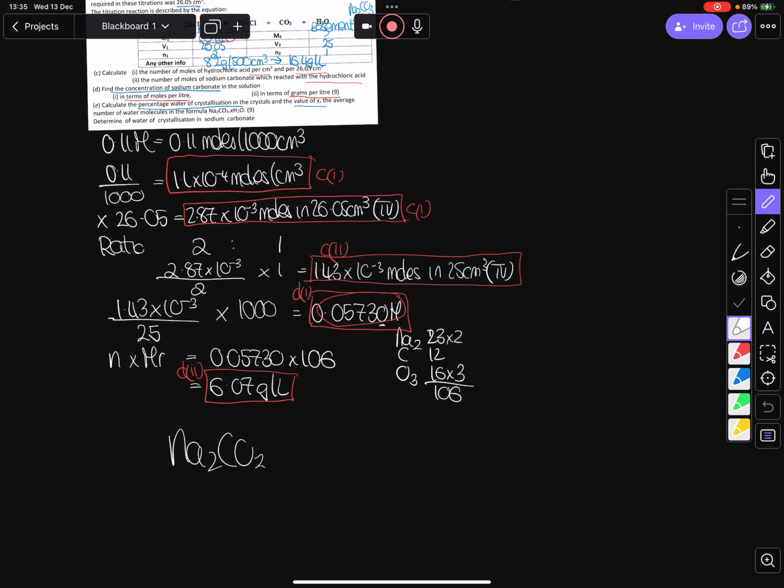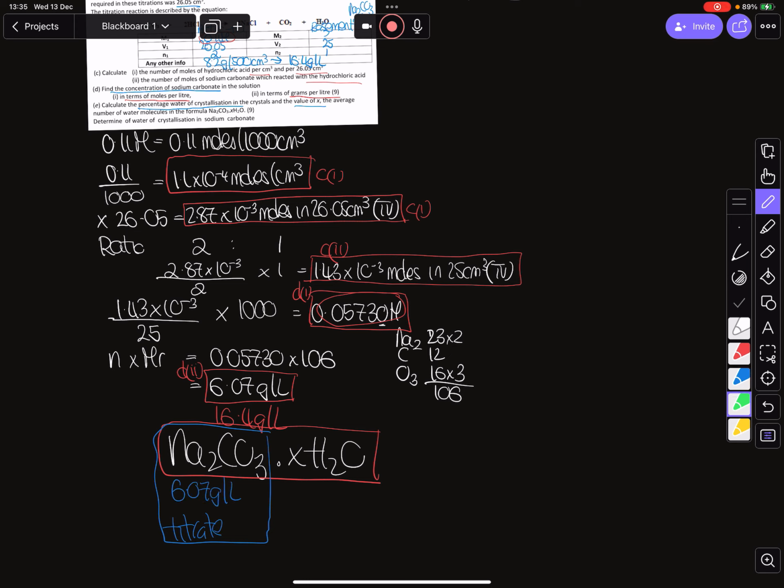So this is how I set it up. Na2CO3.XH2O. So what are the pieces of information we have? We know from our extra info that in this case we had 16.4 grams in a litre. We know from our titration that we had 6.07 grams in a litre. To figure out how much water I have, I'm just going to subtract one from the other. So it is going to be 16.4 subtract 6.07. And when I do that, I am going to get 10.33 grams in a litre.